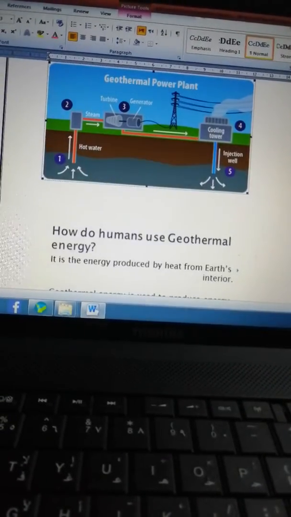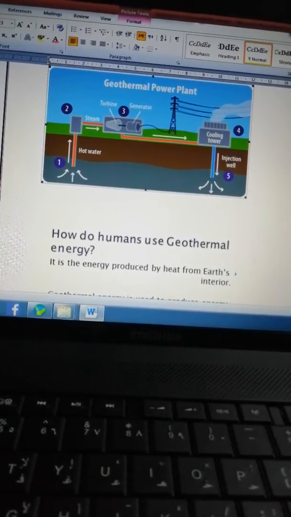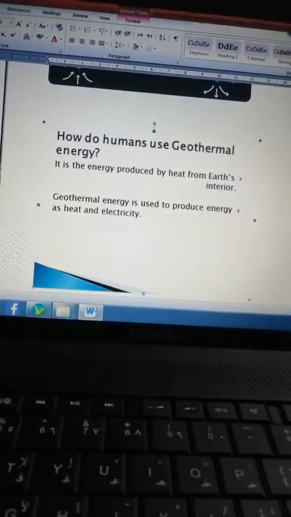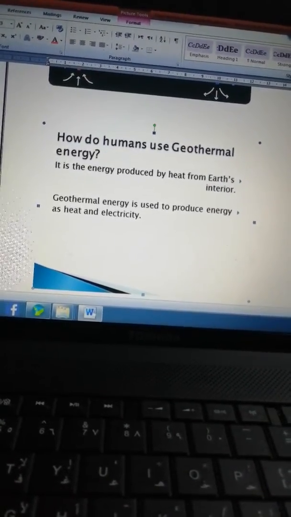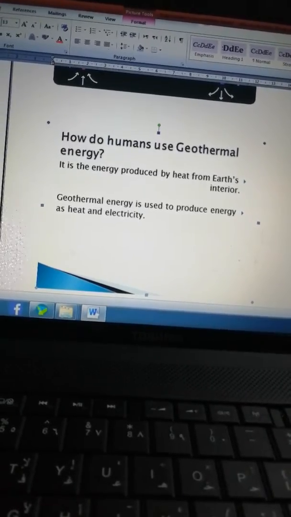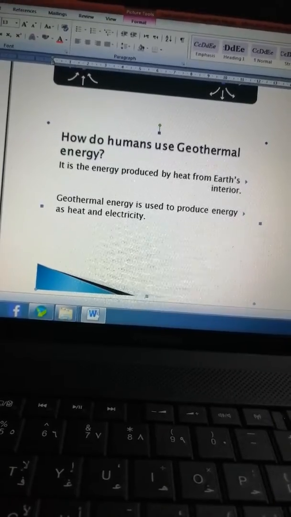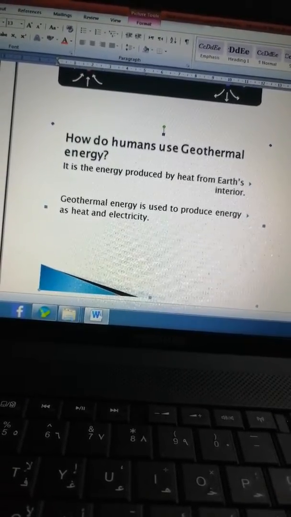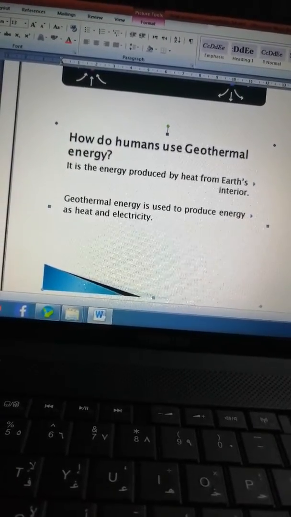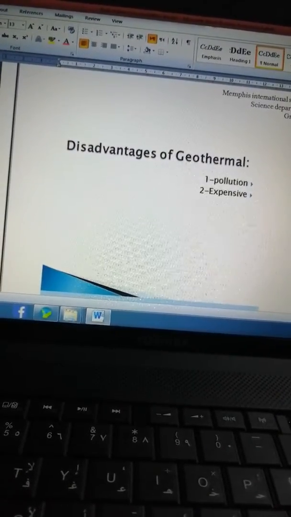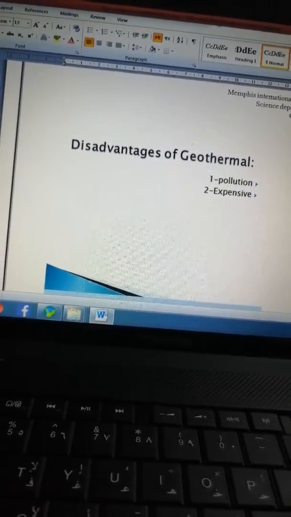Let's talk about geothermal energy. How do humans use geothermal energy? It is the energy produced by heat from Earth's interior. Geothermal energy is used to produce energy as heat and electricity. Disadvantages of geothermal: pollution and expense.